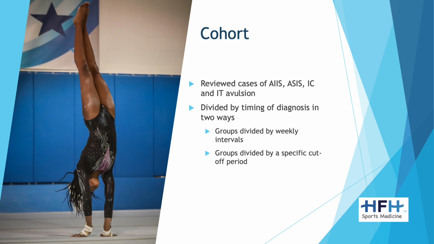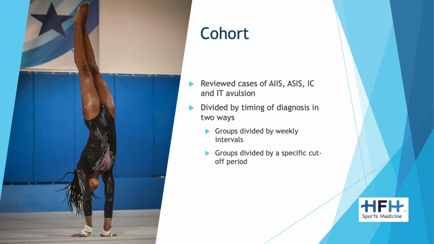So the next thing I did was I took that same cohort of patients and reviewed cases of AIIS, ASIS, iliac crest, and ischial tuberosity avulsions. I did not include the greater and lesser trochanters because the numbers were so small. I felt that we could not get a meaningful statistical comparison using those numbers.